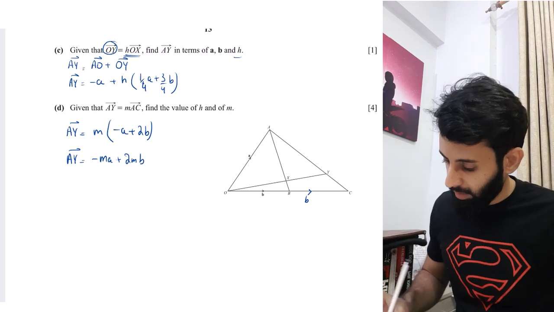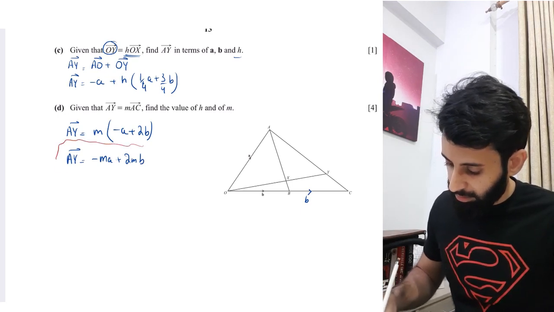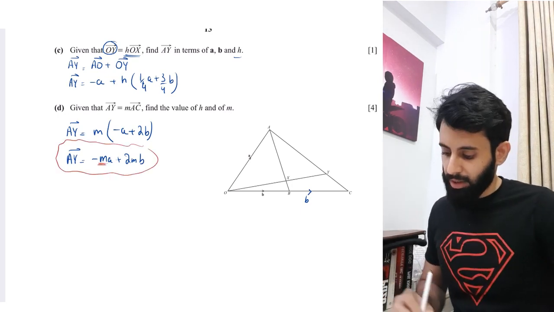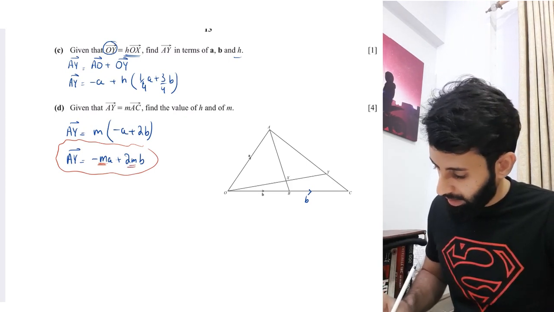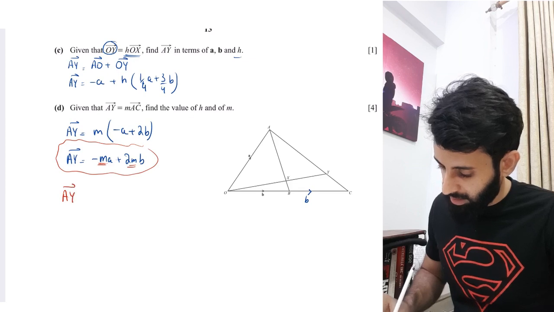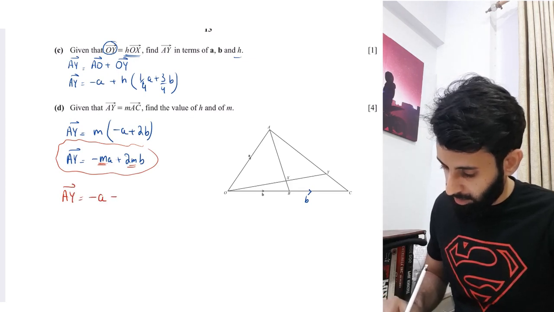So let me show you what I mean. Now, as far as AY is concerned, there's no need to simplify it further. I can see that the a component is minus m, and I can see that the b component is 2m. But as far as AY from part C is concerned, that requires a bit of fine tuning.